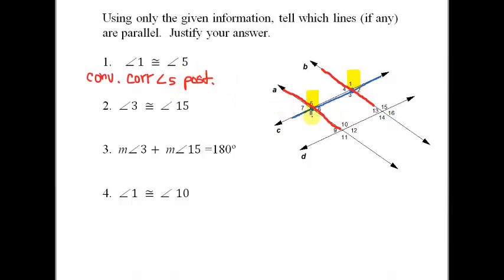So which lines are parallel? Our answer for this is going to be A is parallel to B. All right, let's clean this up a little bit and let's check out the next one.